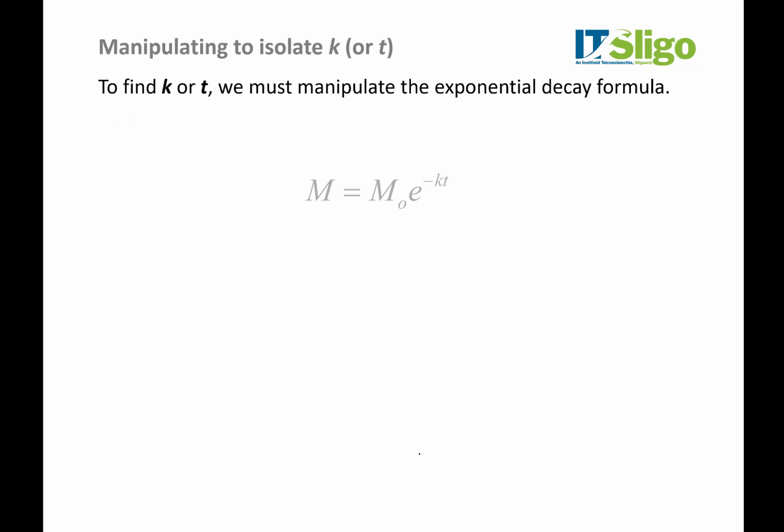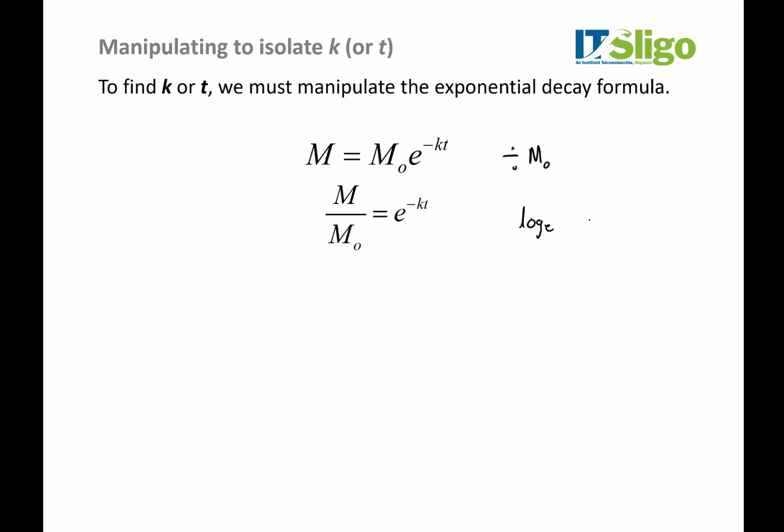And we need to be able to manipulate it. So again, in any kind of an exam scenario or written exam, you need to be able to perform this manipulation. So this is our initial function. We want to get k on its own. We divide both sides by m0. Next, we want to get rid of the base of e. So we take log to the base e of both sides, which we commonly know as ln. Get the natural log of both sides.